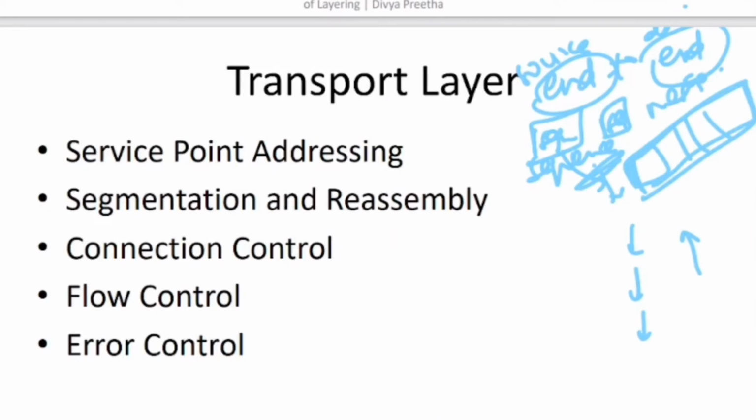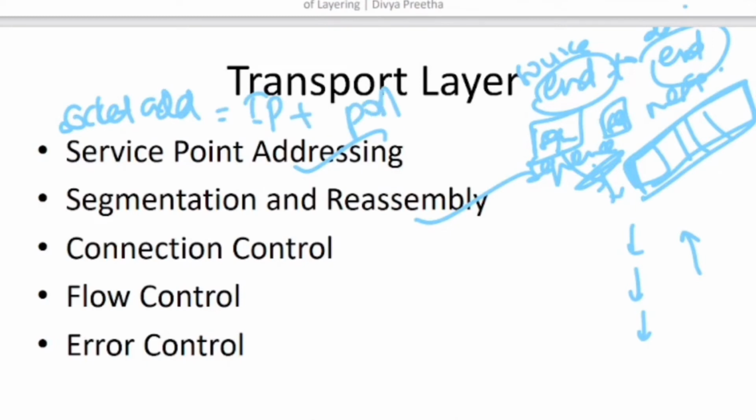Dividing the data into segments and then reassembling them at the receiver end is called segmentation and reassembly. Here we make use of the concept called service point addressing. Just like I mentioned, the socket address is a combination of IP address plus port number. So this is called service point addressing.